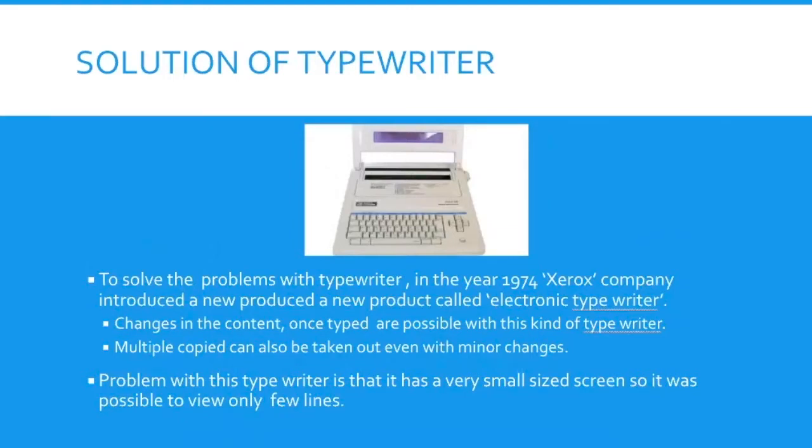So now we have the solutions or the improvisations of a typewriter. To solve the problems with the typewriter, in the year 1974, a Xerox company introduced a new product called the electronic typewriter. Changes in the content once typed are possible with this kind of typewriter. Multiple copies can be taken out with minor changes.